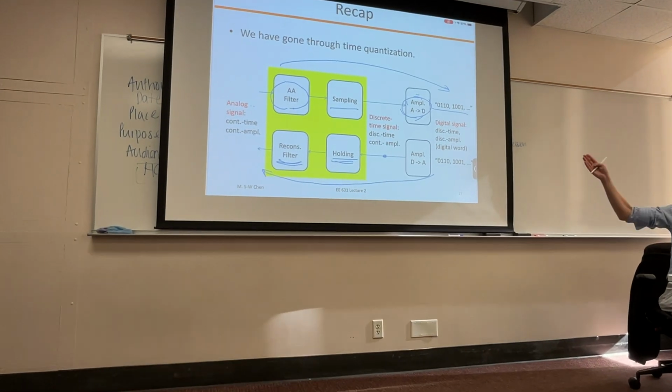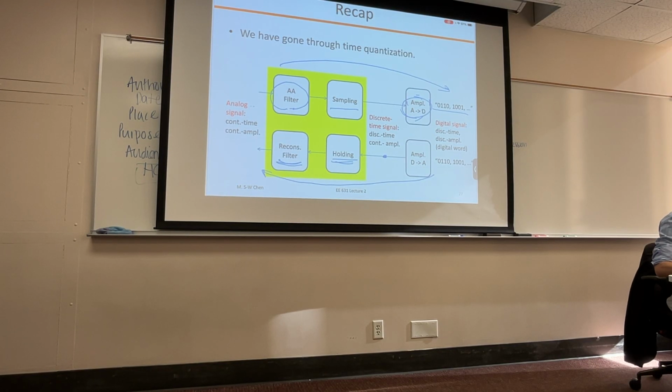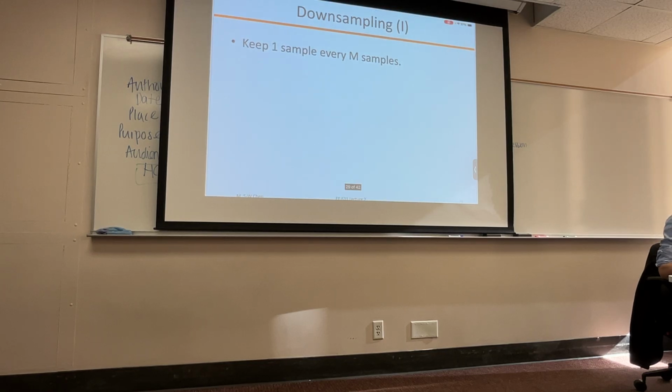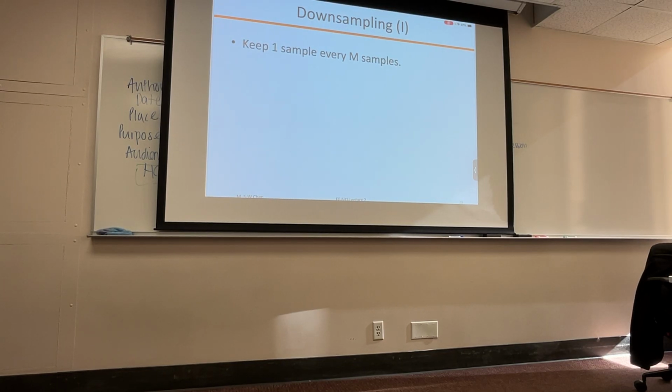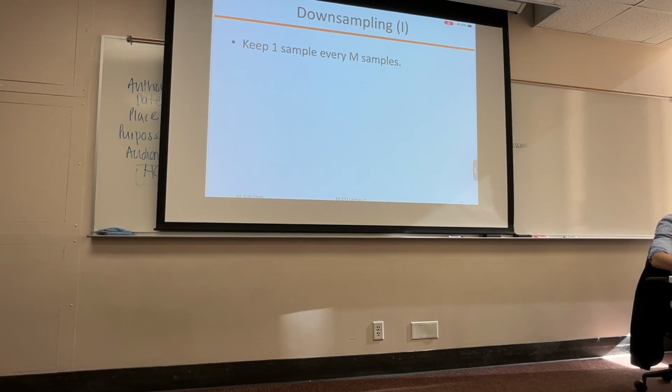We're gonna talk about, once you convert the signal into discrete time domain, how do we change the sample rate? Okay. So this is what we call the sample rate conversion. All right. So the first one is called downsampling. So essentially, what we are doing is that discrete time signal, you take a bunch of samples. The downsampling just means that you want to reduce the number of samples. How do you reduce? So you're gonna keep one sample every m samples. So every m samples, you only take one.